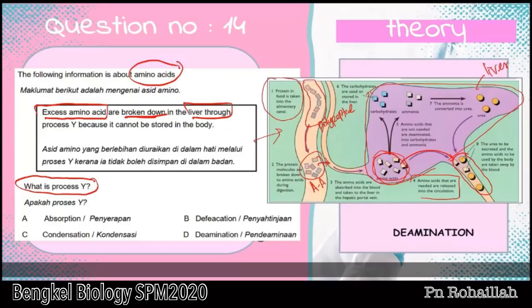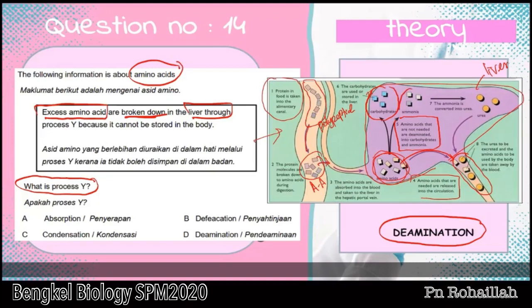So where will these 4 amino acids go? They will go through another process which is known as deamination. So what happens? Look at number 5 here. I will send this slide later. Amino acids that are not needed will undergo deamination, which converts them into carbohydrate and also ammonia. And the ammonia will be converted into urea.